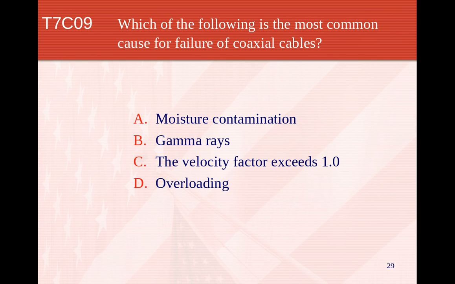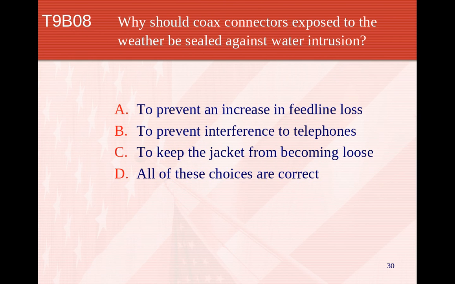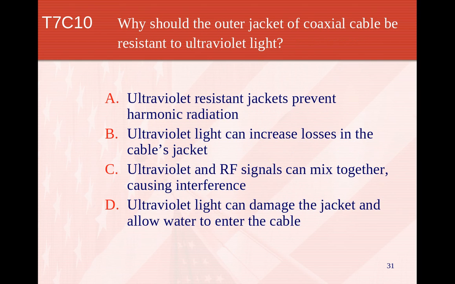Which of the following is the most common cause for failure of coax cables? Moisture contamination. Why should coax connectors exposed to weather be sealed against water intrusion? To prevent an increase of feed line loss. Why should the outer jacket of a coax cable be resistant to ultraviolet light? Ultraviolet light can damage the jacket and allow water to enter the cable.